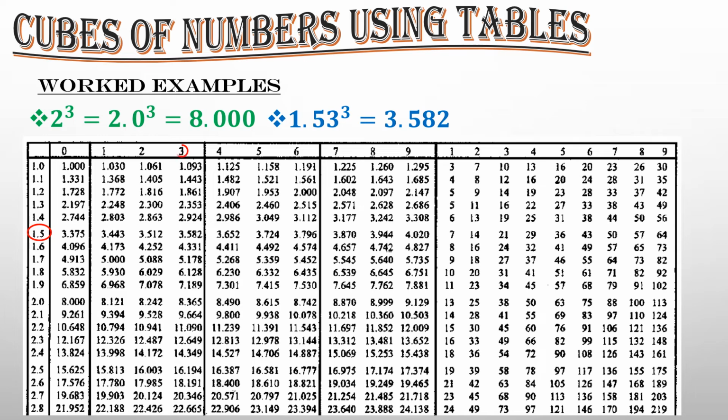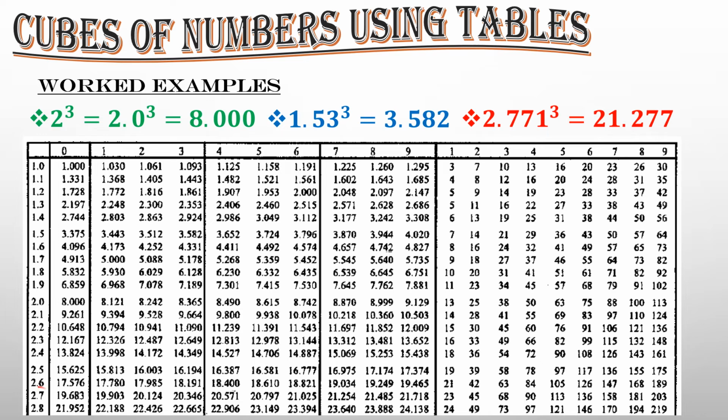Let us go to the next decimal place, that is 3. And then we have to look along the 3 and across 1.5, there is a value which meets the 2, and that is 3.582. And actually that becomes our answer, 3.582. Then our last example will be 2.771 cubed.